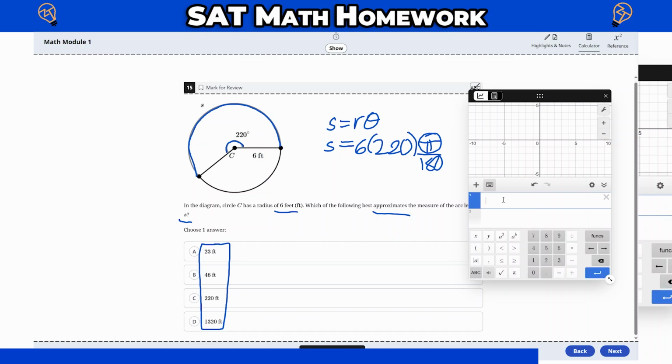So if I type in 6 times 220 and then times, I don't really have to put the times, but if I put pi, it abbreviates to pi, and then I'll put the slash to put the denominator. Now, it doesn't matter whether I'm putting the whole thing as the denominator or if instead, let's say I just put the pi slash 180. It's the same thing either way. And so notice we get approximately 23, which matches with option A.